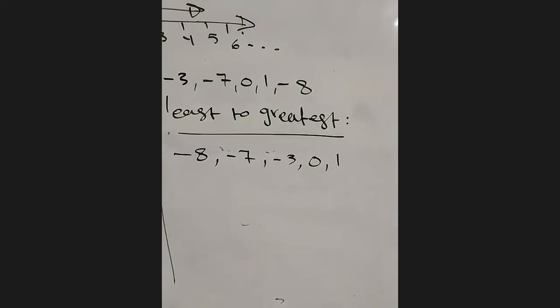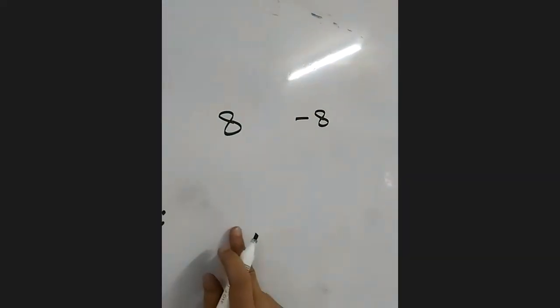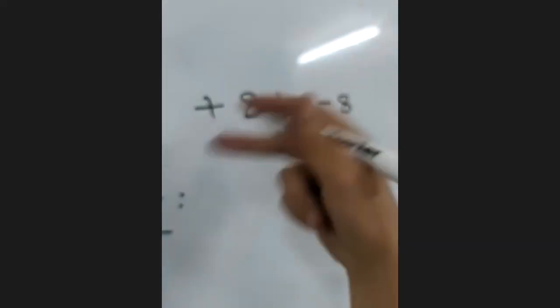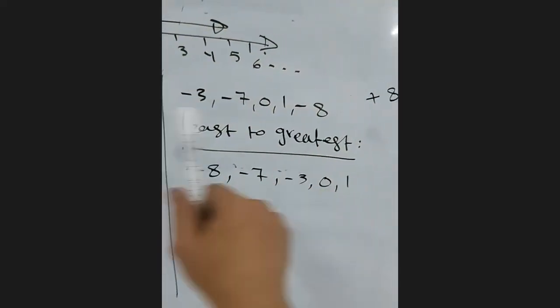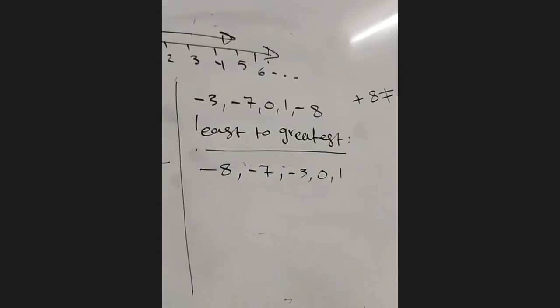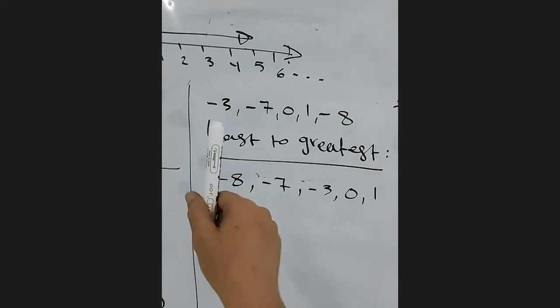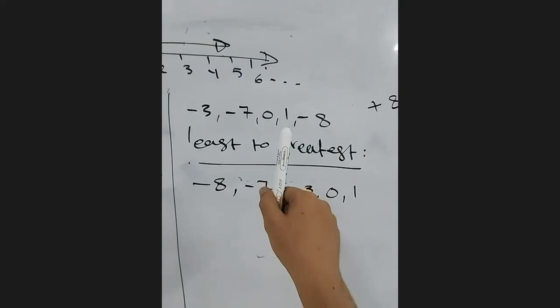I forgot, Mister. We have 8 and we have negative 8. These are different. These are not the same. They are not equal. This is positive and this is negative. Okay, Ammar? Now here, what is the least number? Negative 8. Then negative 7, then negative 3, then 0, and the greatest is 1.